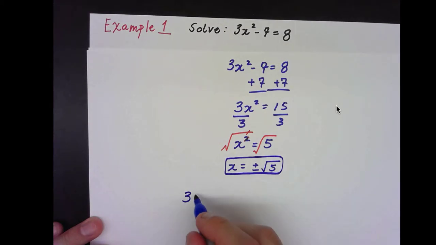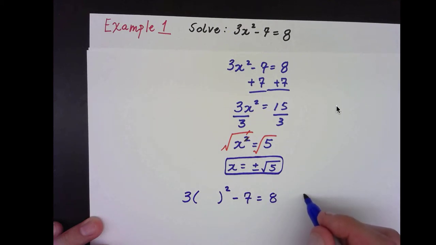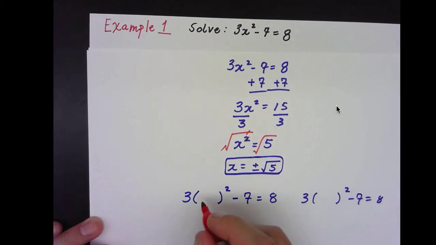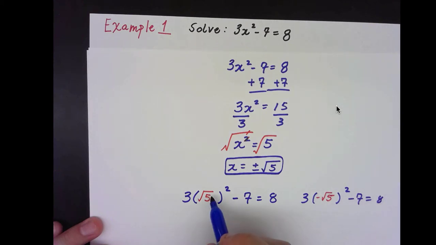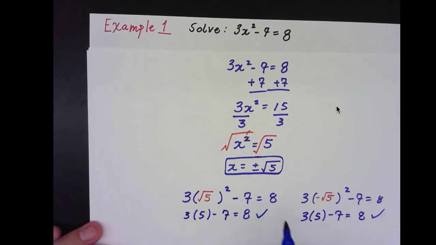We have our 2 x values, so I could go ahead and set these up. You would have 3 times some quantity squared minus 7 equals 8. Our 2 answers are plus or minus root 5. So plus root 5 here, minus root 5 here. Believe it or not, because you're squaring a number, the negative's not going to matter. I just told you how squaring a square root is going to undo each other, so you've got 3 times 5 minus 7. Does that equal 8? Well, 15 minus 7, does that equal 8? Sure does. Here, same thing, 3 times 5 minus 7, does that equal 8? Absolutely. So our answers check out. So the answers for x are plus or minus root 5.